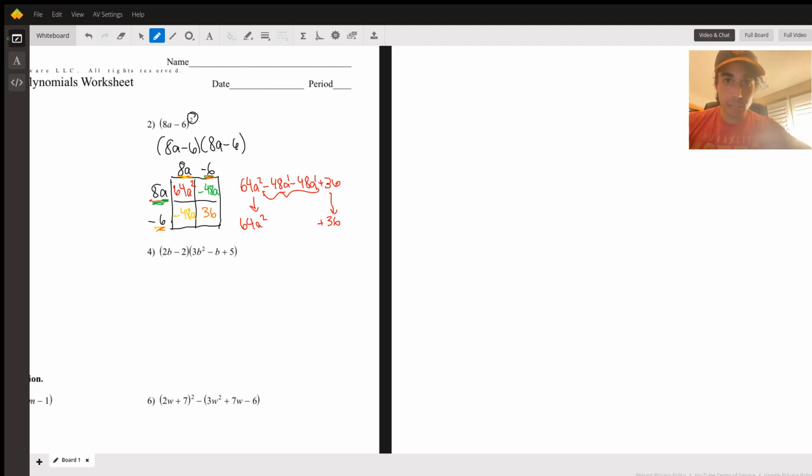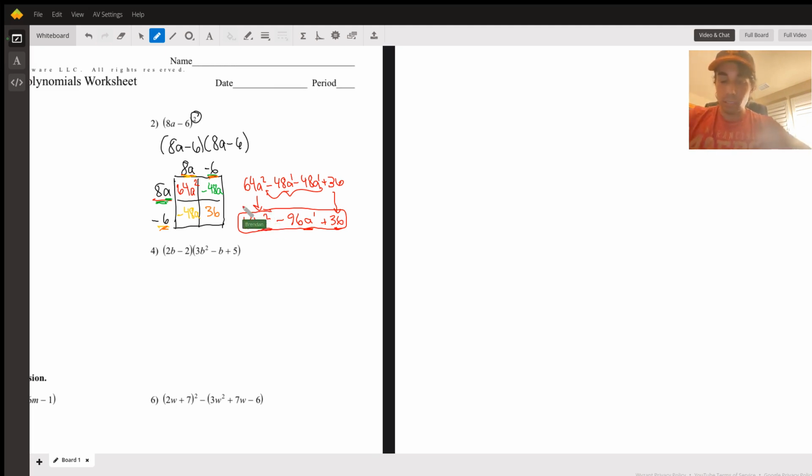So negative 48 minus 48 is going to give you negative 96a. Again, don't forget, when you're adding and subtracting, don't change the exponent. So this is still a to the first power. And that is going to be your final answer, right? Now we've combined all the like terms. You've got your a squareds, you've got your a's, you've got the constants. Constant just means the number that doesn't have a letter attached to it. And that's going to be your final answer right here.